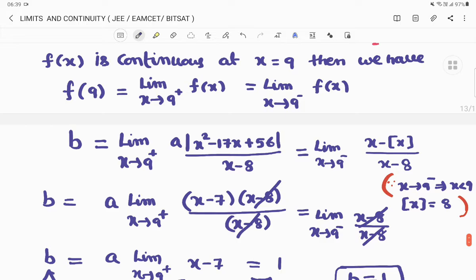Continuous at x is equal to 9 means the function value, that means f of 9, is equal to the limit as x tends to 9 plus of f of x, which is equal to the limit as x tends to 9 minus of f of x.